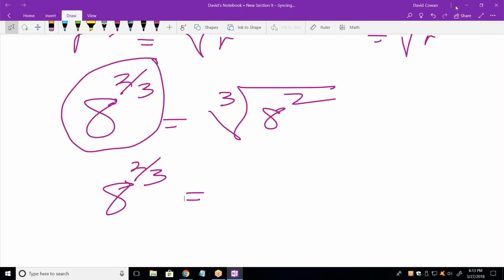So the first thing is, what is the cube root of 8? What number multiplied by itself 3 times equals 8? That'd be two. Okay, now what's 2 squared?